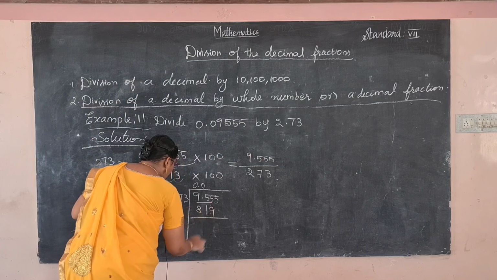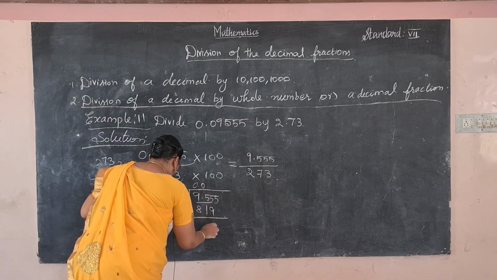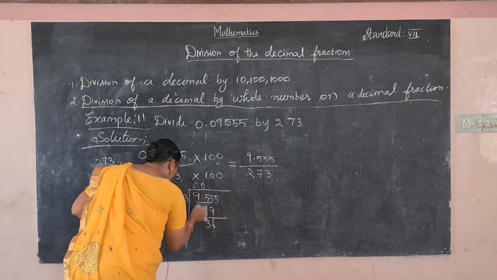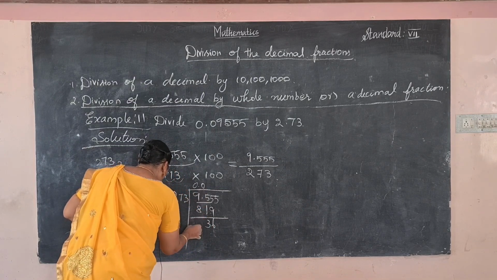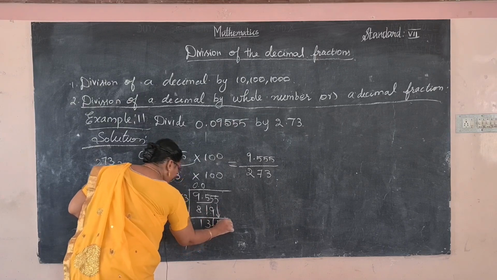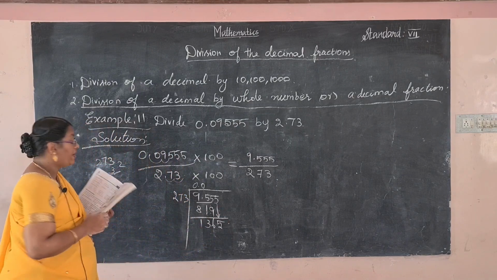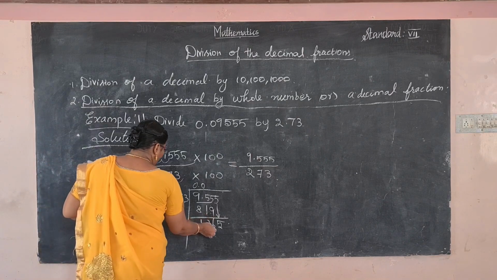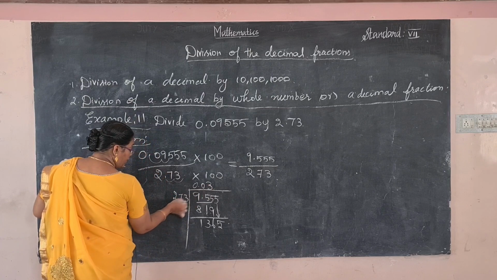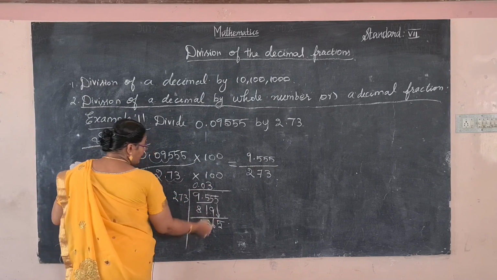15 minus 9 is 6. 4 minus 1 is 3. And then 9 minus 8 is 1. Now bring down the next value, which is 5. Okay, so how many times do we write? 3 times. 273 multiplied by 3, we get 819.